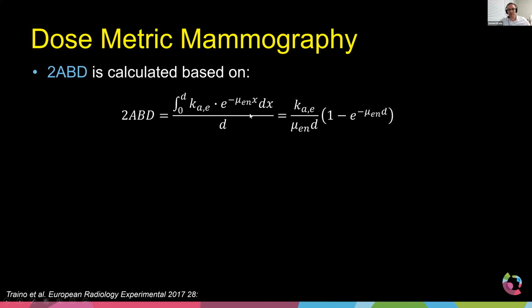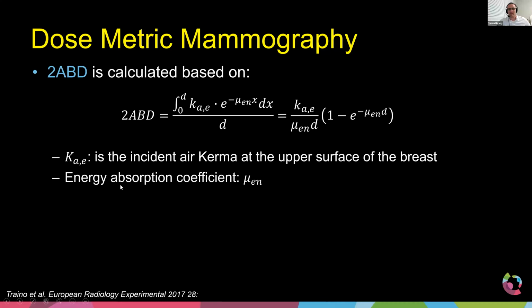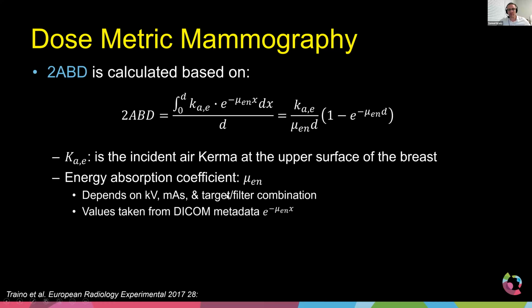And then we normalize or divide that by D, the thickness of the breast. And the nice part about this attenuation coefficient, this attenuation portion of the calculation, is that the attenuation coefficients depend on kV, mAs (so the mA times time), and the target filter combination. All of these values, those three values right here, are values you can look up in the DICOM metadata.